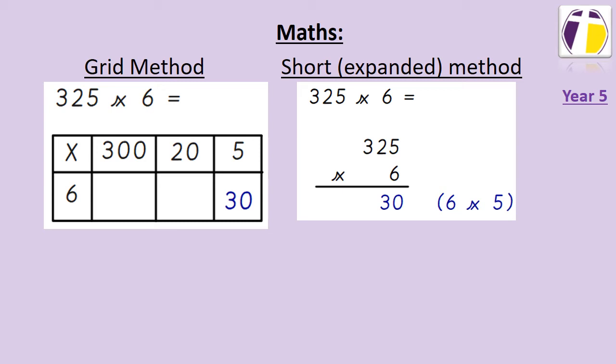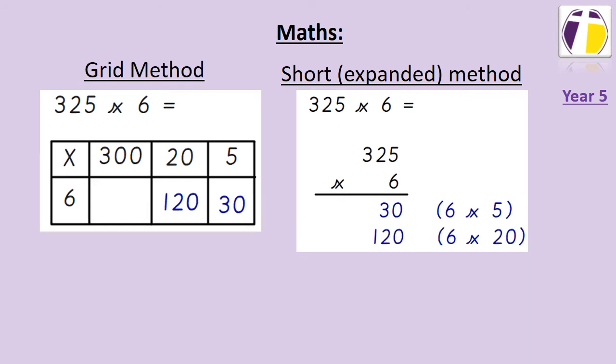In my short expanded method, I am doing the same thing, only in a column layout. So I have 325 at the top, I have 6 at the bottom in my ones column underneath the 5, and my first step is to do 6 multiplied by 5. I put this in brackets on the side of my answer to remind myself what I'm doing, and my answer 30 goes underneath those two numbers in line with them.